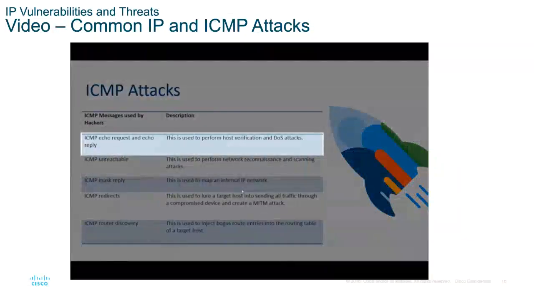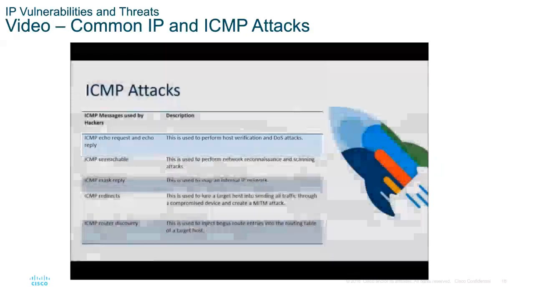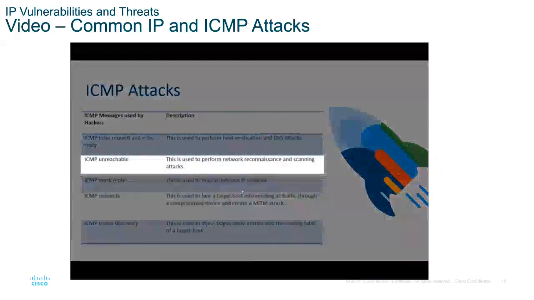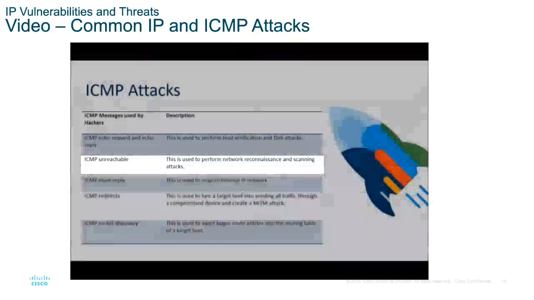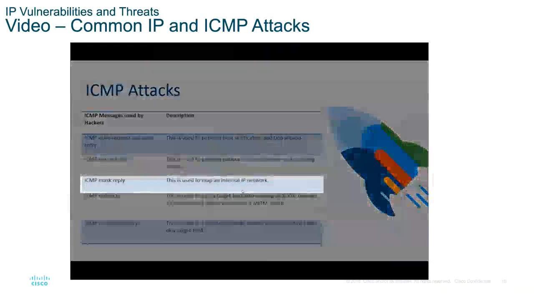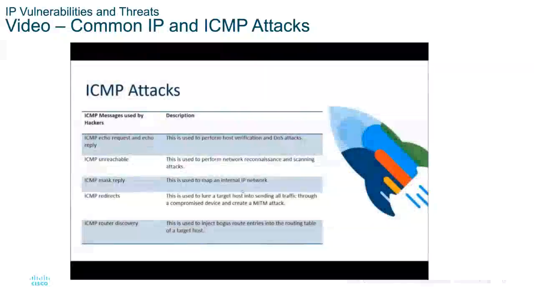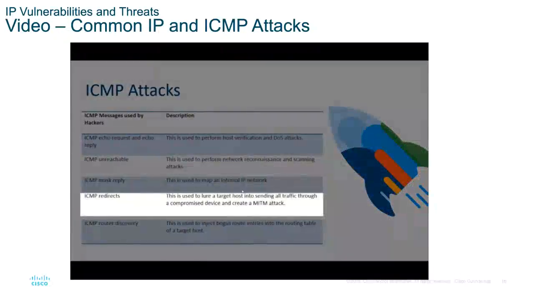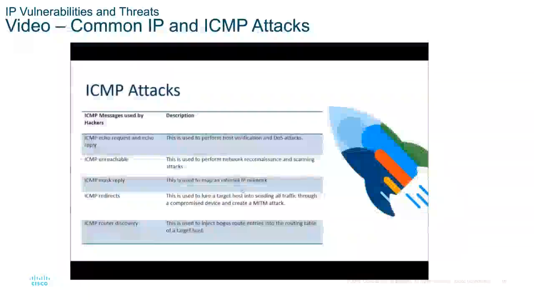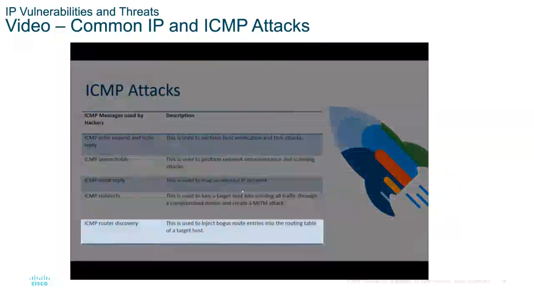And that's usually the ICMP echo request and the echo reply, which is the standard echo messages you have with a ping message. With ICMP unreachable messages, we can use these to perform network recon and scanning attacks. With masked reply, we can try to map an internal IP network. With the redirect, we try to lure a targeted device into sending all of its traffic through a compromised device that then utilizes a man-in-the-middle attack. And with router discovery, we try to inject bogus route entries into the actual routing table of a targeted host. Just imagine the outgoing possibilities of a targeted host having bogus route entries inside of it.